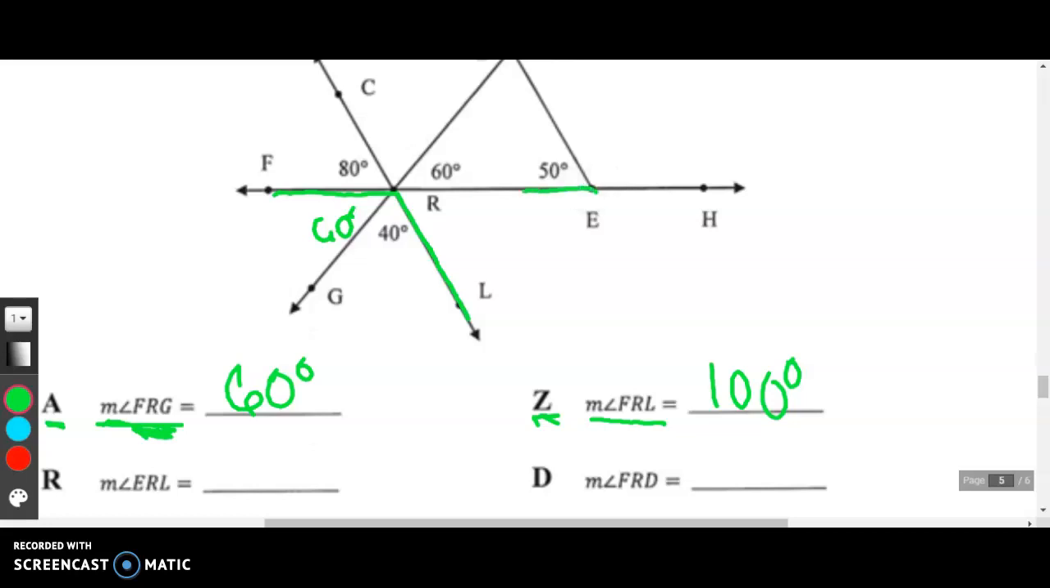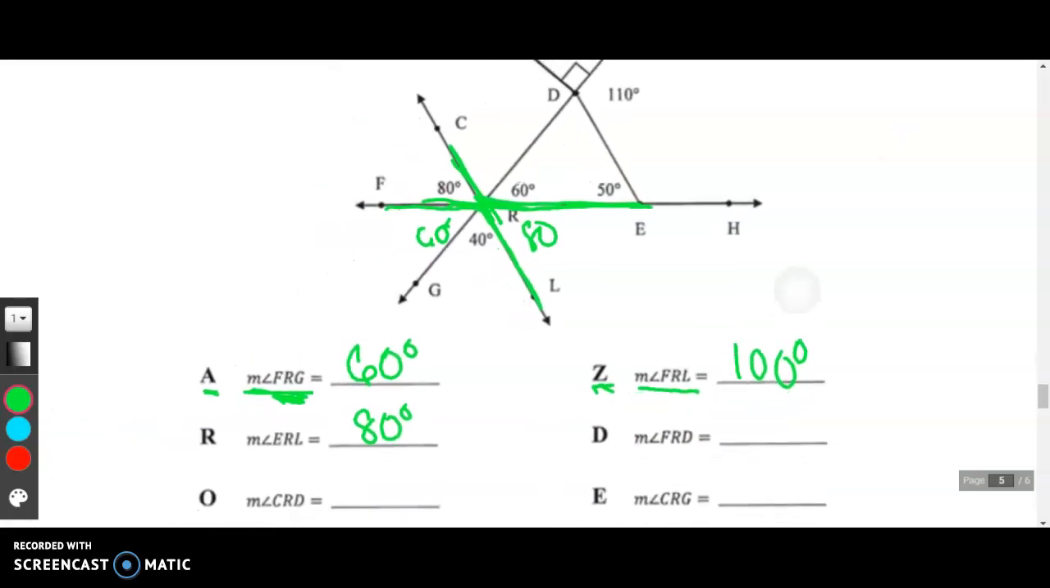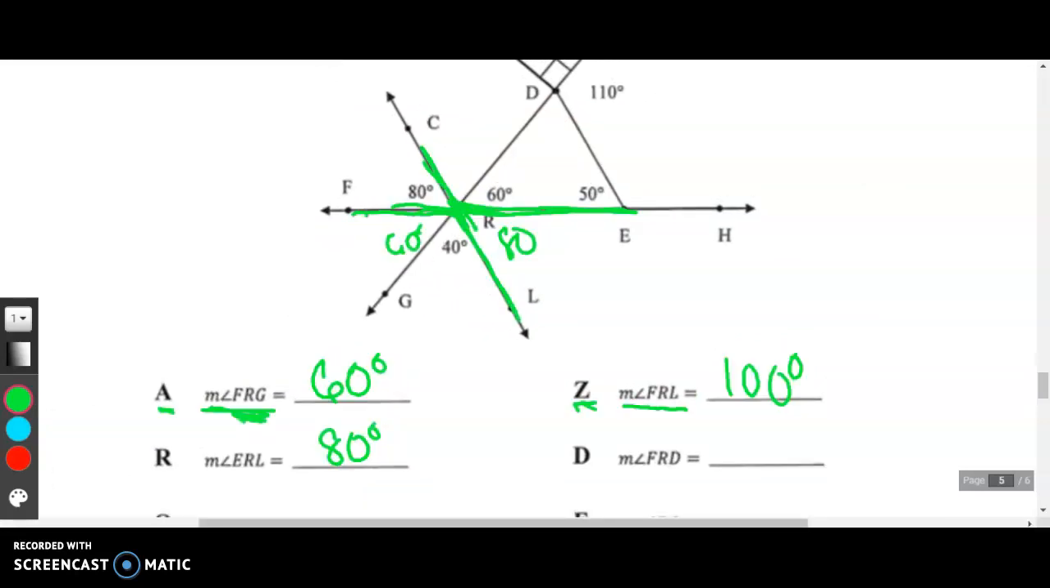ERL. E to R to L. It's vertical. Here we have two lines that cross. So ERL is vertical to that 80. So ERL is 80 degrees. FRD. F to R. Where's D? There's D up here. So it's F to R to D. So that means that we found that this was 40. So 80 plus 40 is 120. See how fast this can go once you know your rules? Okay, and we're able to get all of them in here.